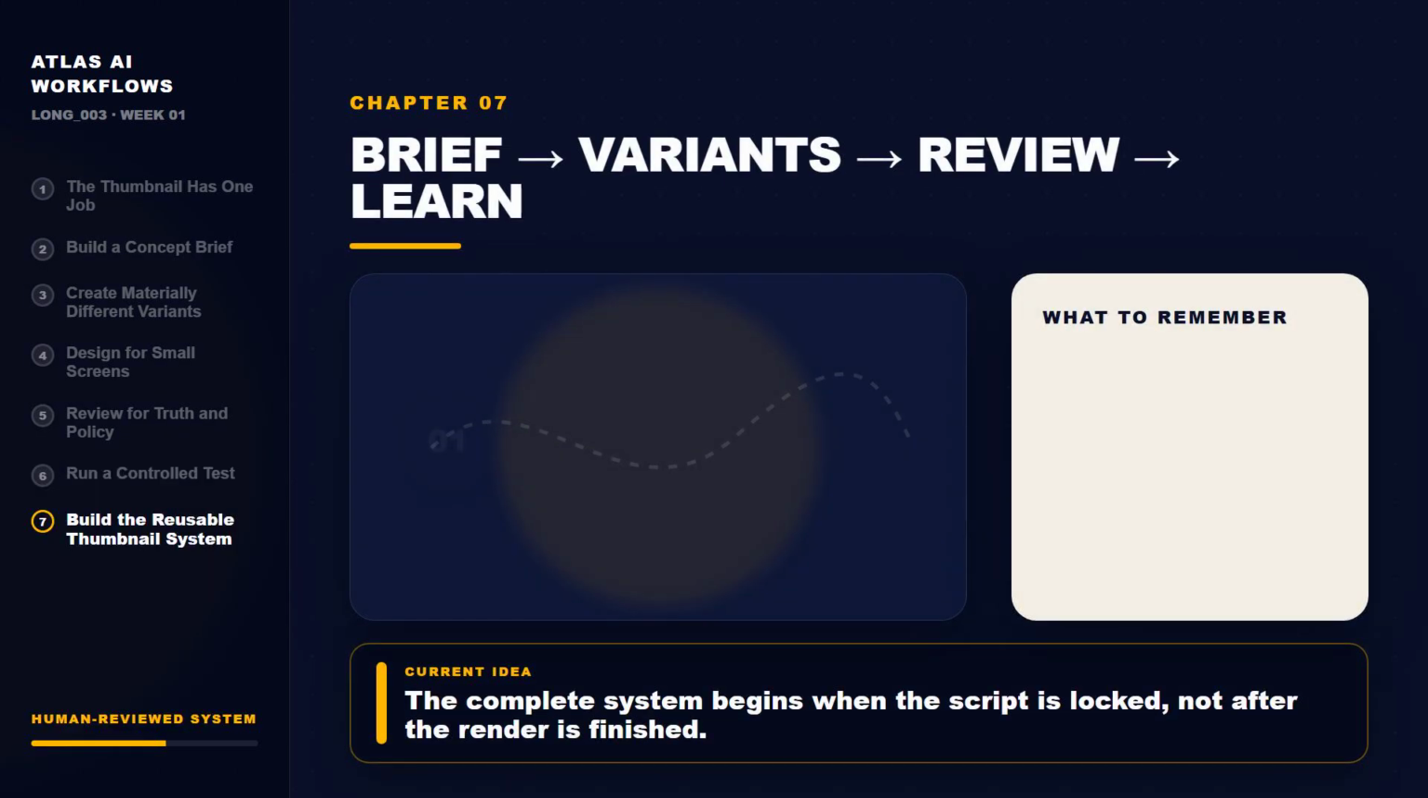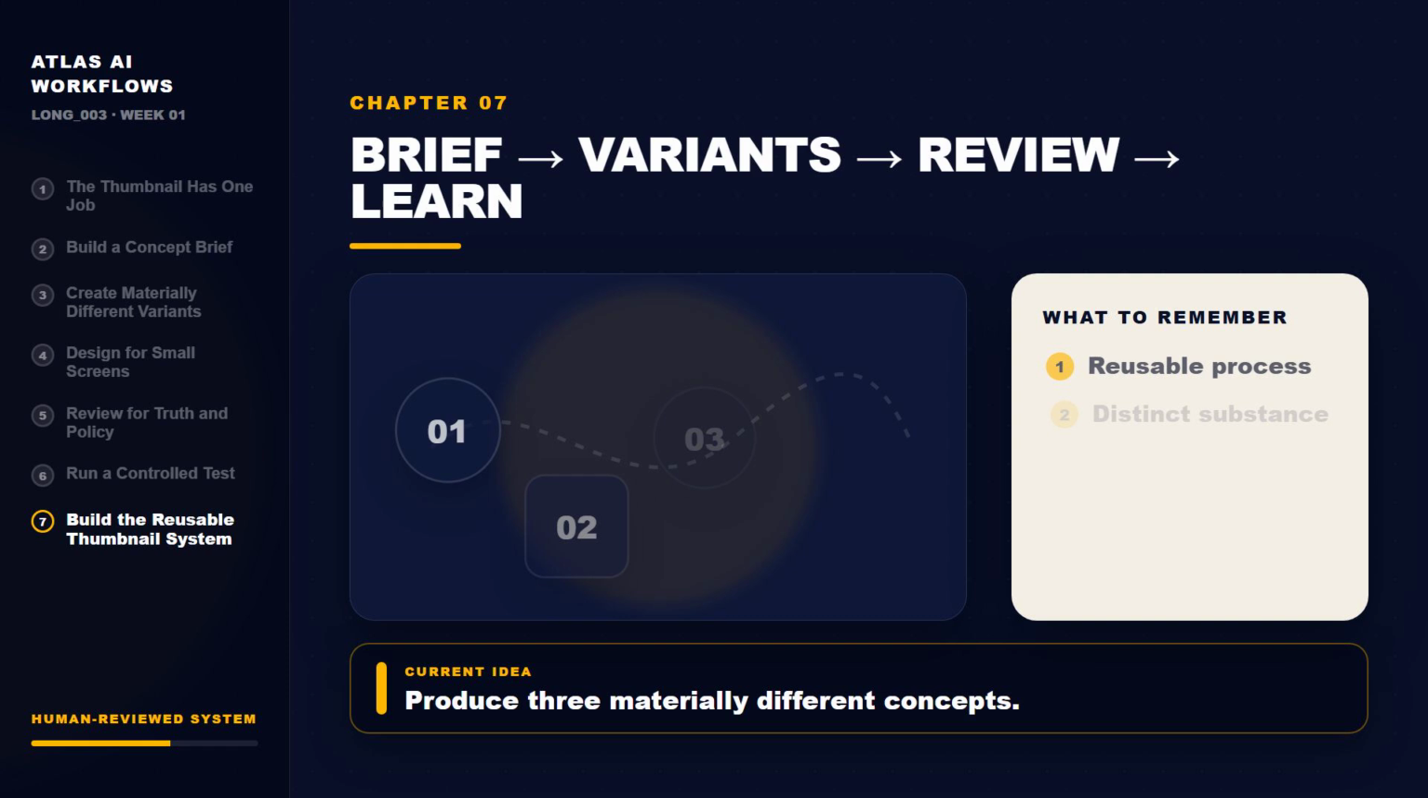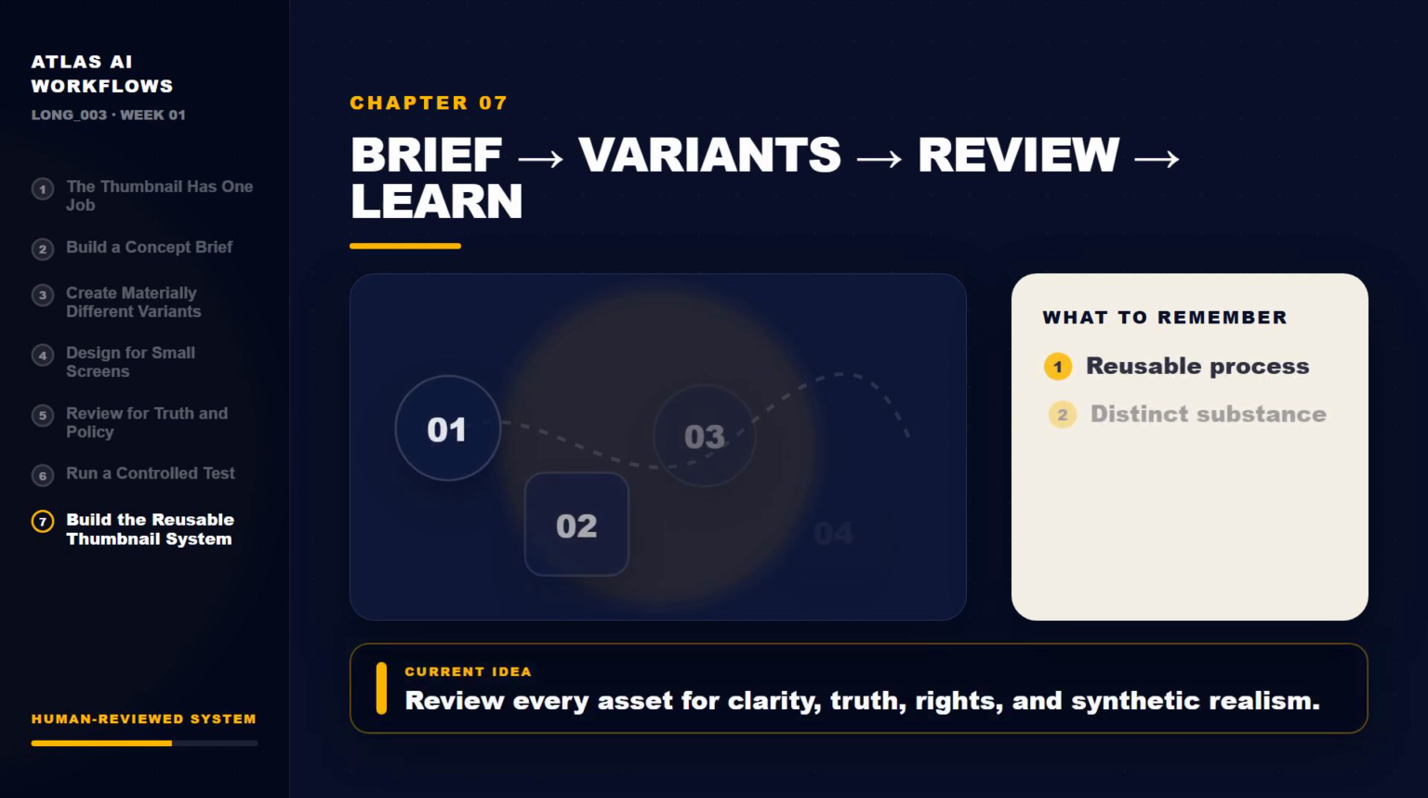The complete system begins when the script is locked, not after the render is finished. Extract the real promise, viewer, tension, and proof from the content brief. Turn those into a thumbnail concept brief with a focal object, emotional temperature, crop requirement, and forbidden implications. Produce 3 materially different concepts. Review every asset for clarity, truth, rights, and synthetic realism.